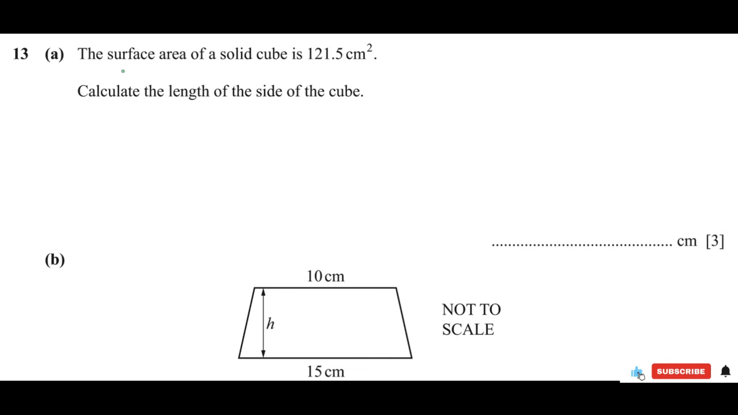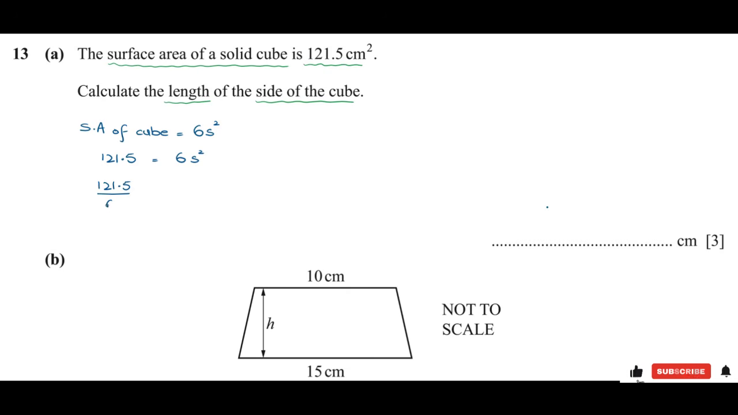Question number 13, part A. The surface area of a solid cube is given to us. The surface area of a solid cube is 121.5 centimeters squared. Calculate the length of the side of the cube. Alright, the formula for the surface area of a cube is 6 times side squared, right? So 121.5 equals 6 times side squared. We need to figure out the length of the side of the cube.